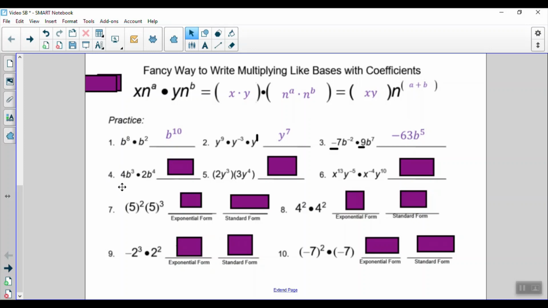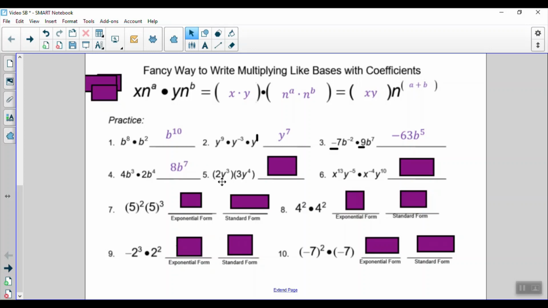For number 4, same thing. We've got exponents that we need to add, and we have coefficients that we need to multiply. So 4 times 2 is 8. b to the 3rd, b to the 4th, we add 3 plus 4 to get 7. So we have 8b to the 7th.